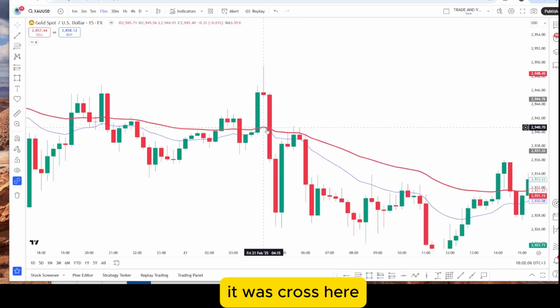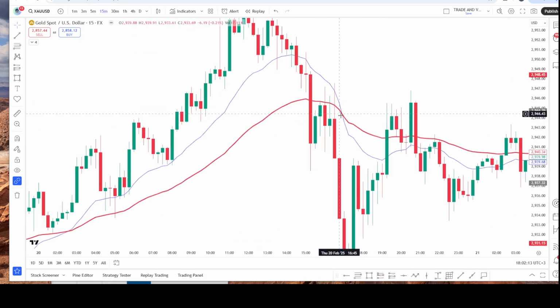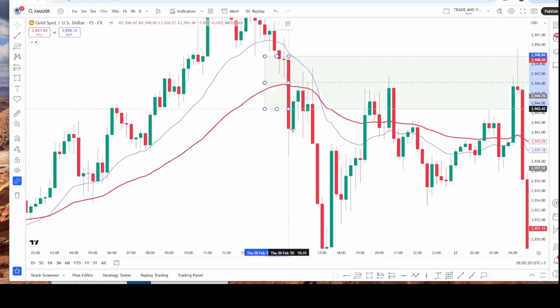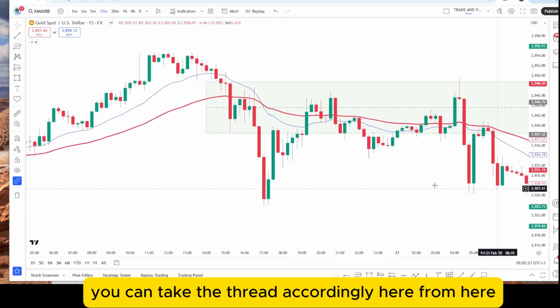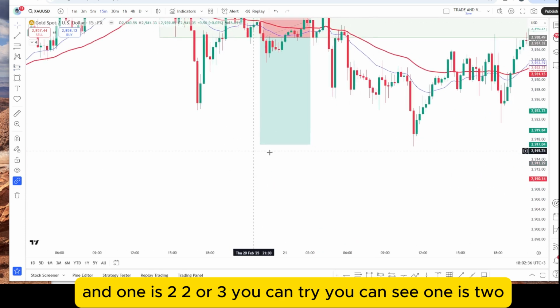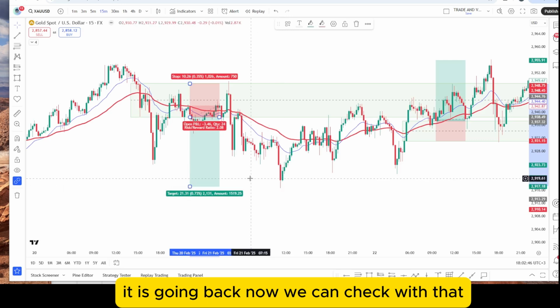It crossed here. Here the cross happened. You can see once the cross happened, then we will mark this candle. You can take the trade accordingly from here, and 1 is to 2 or 3. You can see 1 is to 2 is getting. From 1 is to 2 it is going back.